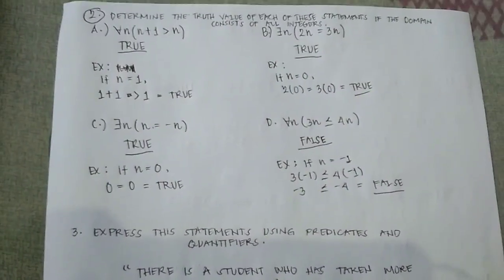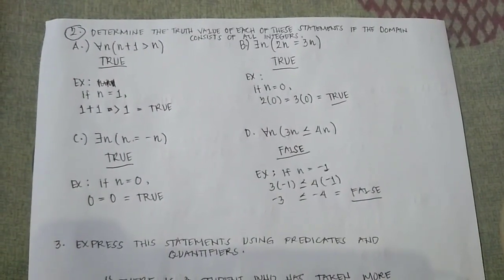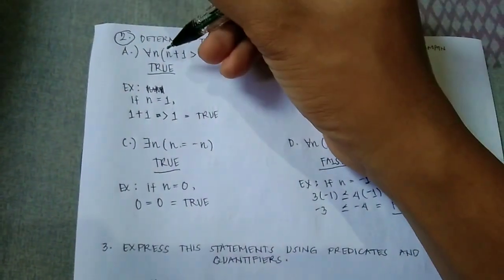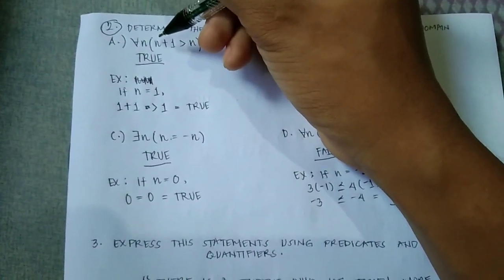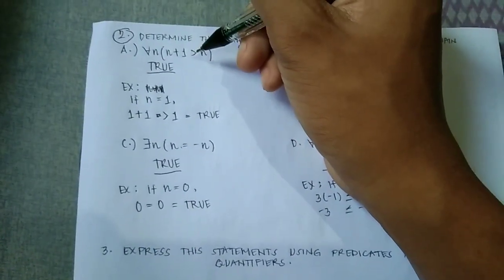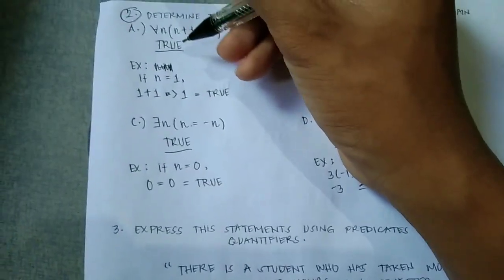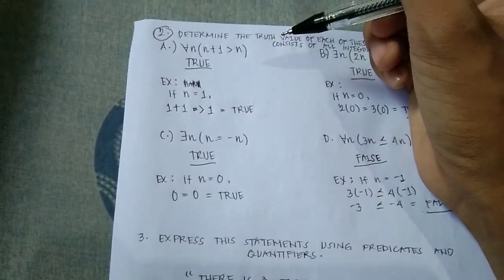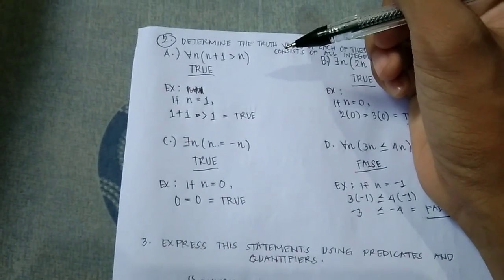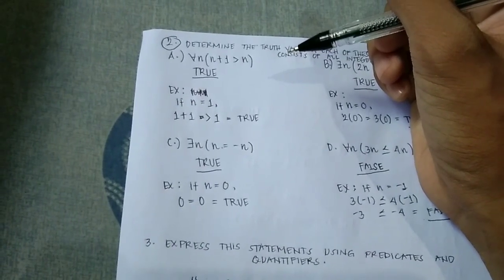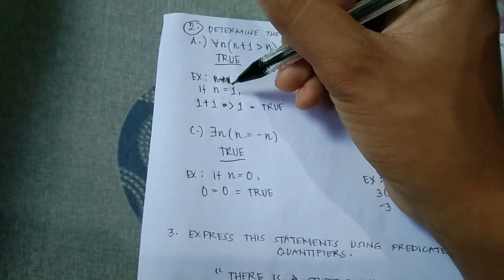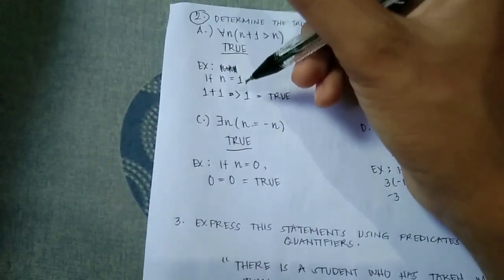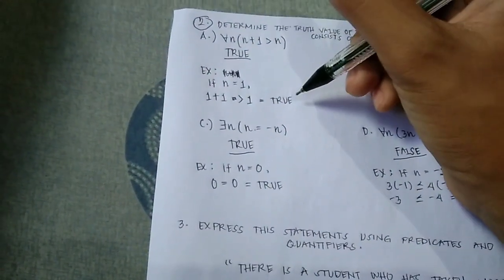Number 2, determine the truth value of each of these statements if the domain consists of all integers. A. Universal quantifier n, open parenthesis n plus 1 greater than n. My answer is true, because if we take an integer n and add 1 to it, it will always be greater than the second n. Example, if we let n equals 1, 1 plus 1 is 2, greater than 1. So it's true.